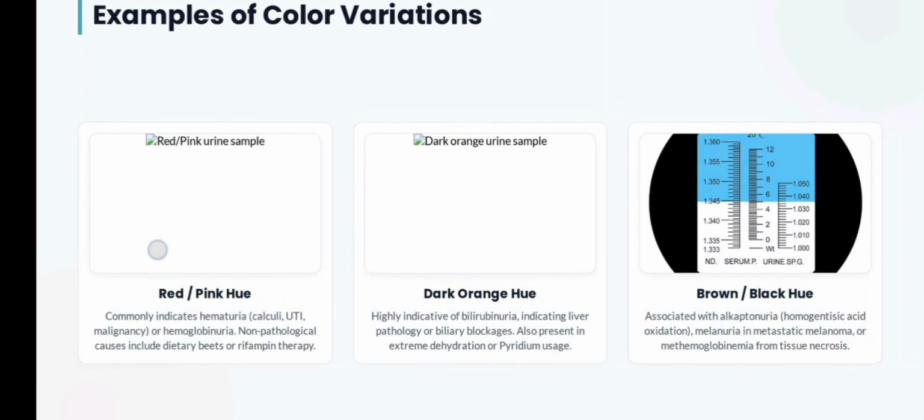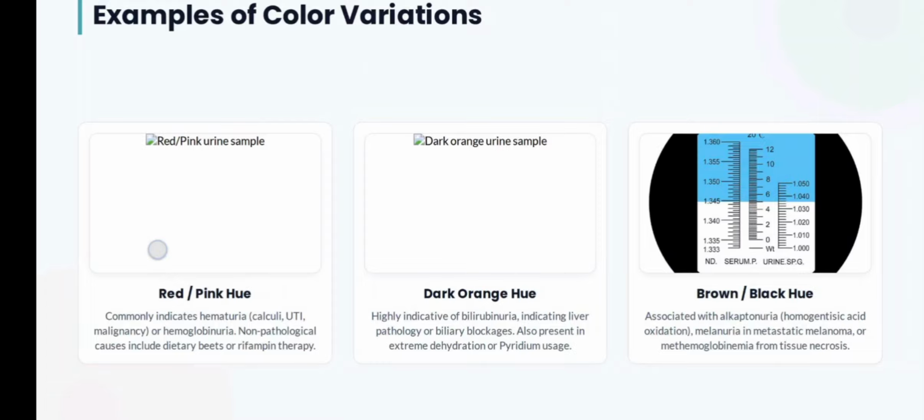Examples of color variations: red or pink hue commonly indicates hematuria, calculi, UTI, malignancy, or hemoglobinuria. Non-pathological causes include dietary beets or rifampin therapy. Dark orange hue is highly indicative of bilirubinuria, indicating liver pathology or biliary blockage, and is also present in extreme dehydration or phenazopyridine usage. Brown or black hue is associated with alkaptonuria, homogentisic acid oxidation, melanuria in metastatic melanoma, or methemoglobinemia from tissue necrosis.